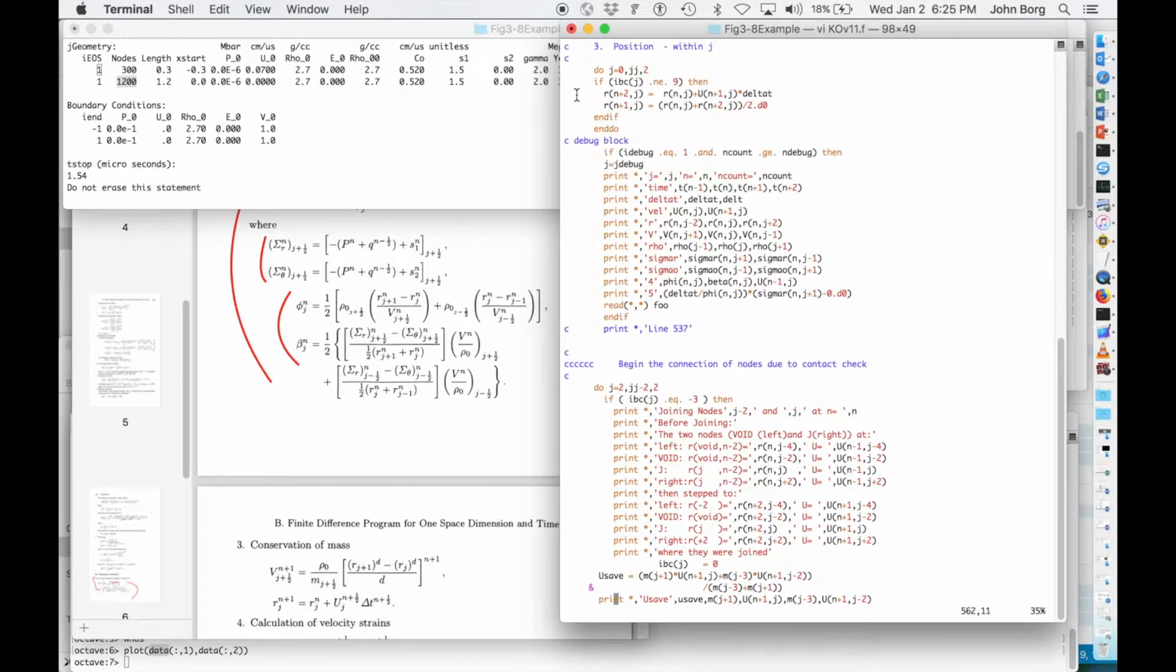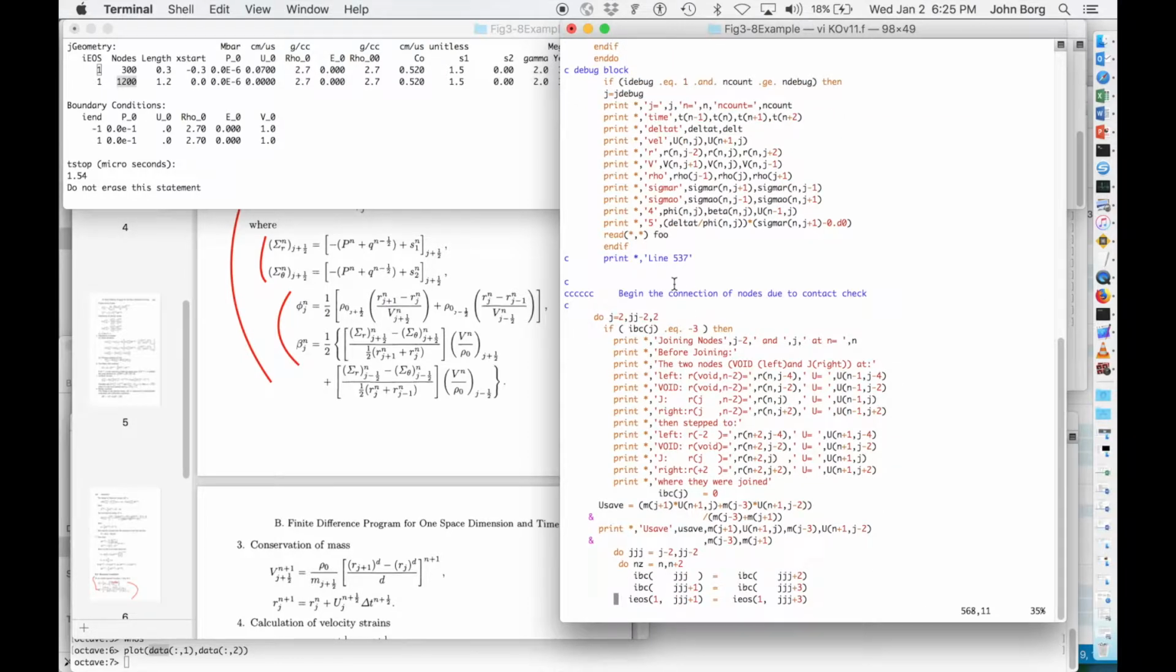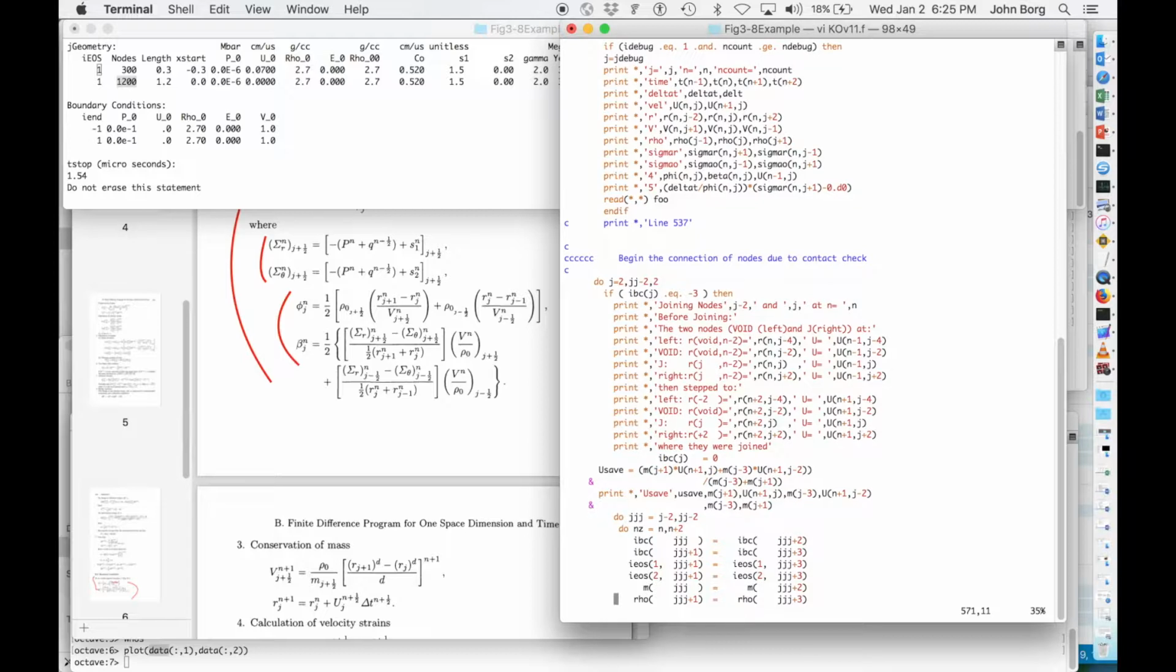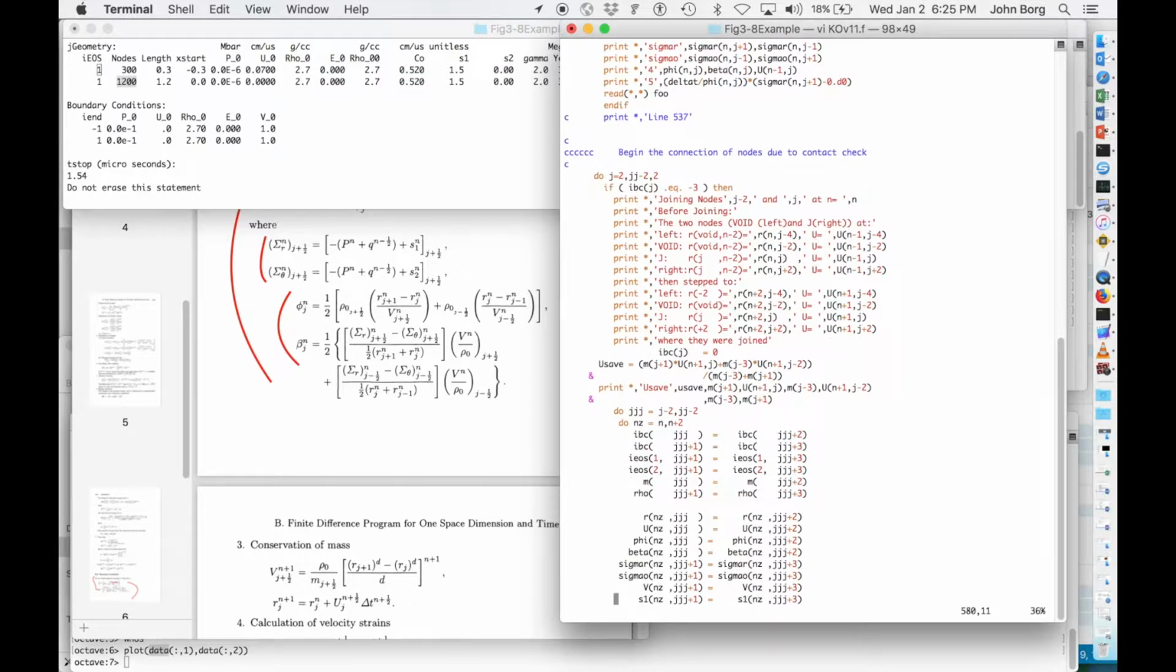So if you're a regular node, if you're not one of the reserved nodes, so if you're not equal to 9, then carry on here. Here's a debug block. You can see what it does. If debug is on and endCount is greater than or equal to ndebug, then it's going to just echo a bunch of stuff to screen. But if we come on down here, begin the connection of nodes for contact, so it prints a bunch of stuff to screen like, oh, look, we're going to contact, and here's the left and right node information.